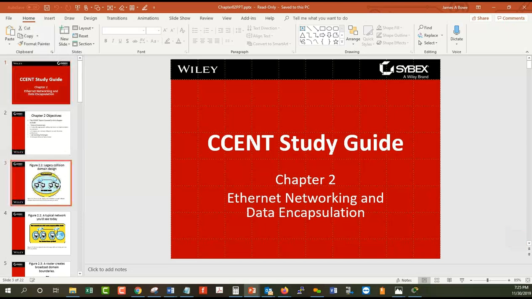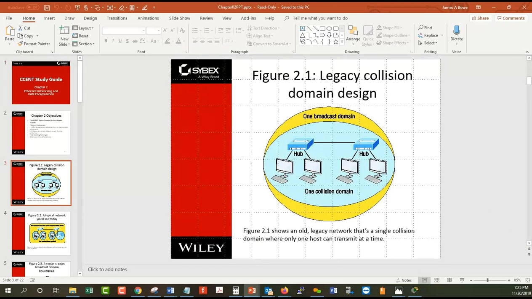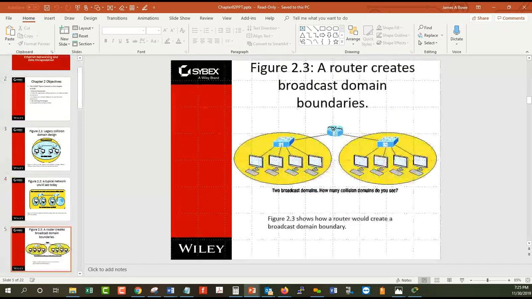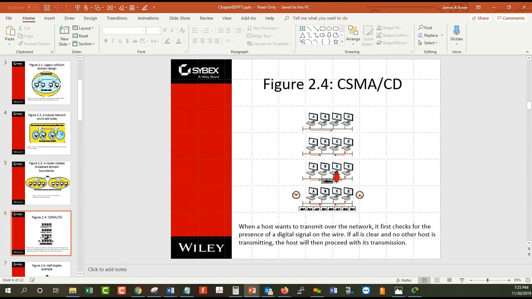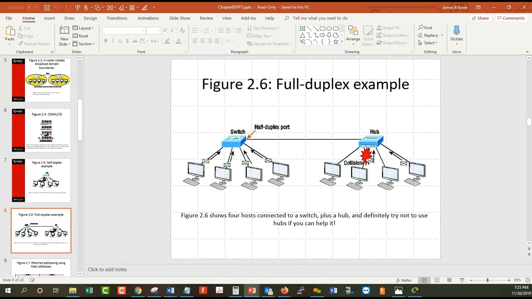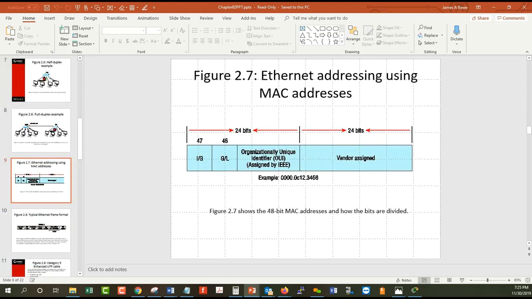Chapter 2. Again, we talked about broadcast domains and collision domains, and how a router breaks up broadcast domains. Do you know what the difference is between full duplex and half duplex? Okay, good. There is our Ethernet frame. Or no, this is not an Ethernet frame. This is simply a MAC address.